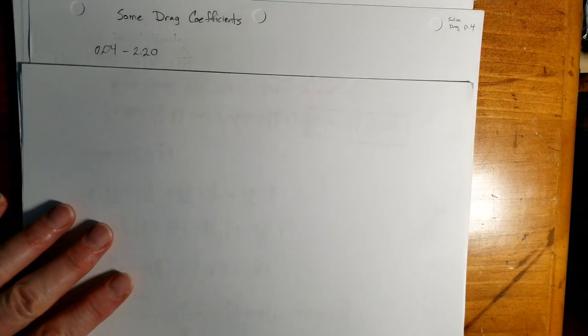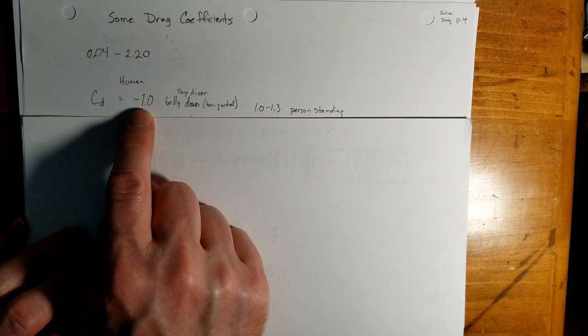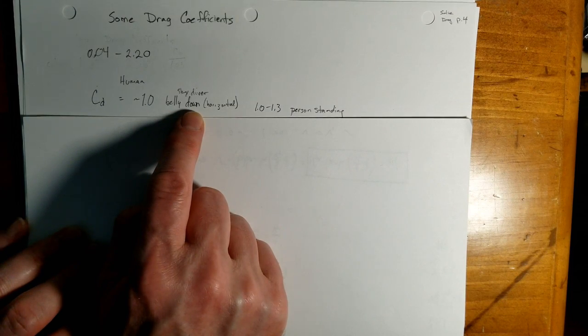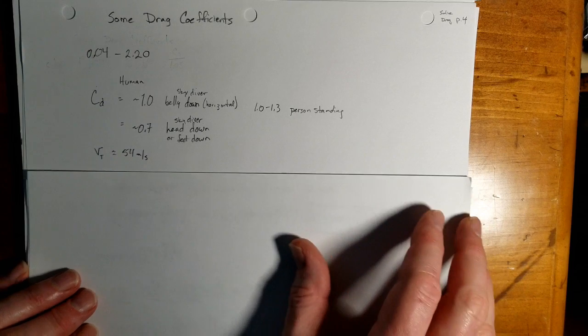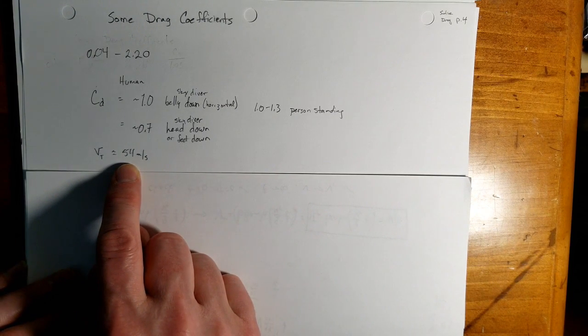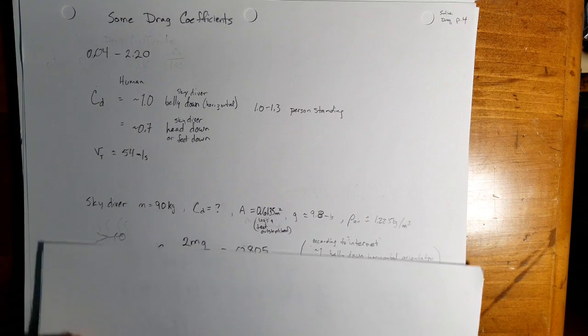So, some drag coefficients. I was looking around trying to find realistic values for the drag coefficient, and I got a range going from 0.04 to 2.2. And for a human skydiving, the drag coefficient's about 1, and this is belly down as you're falling. A skydiver with head down would be around 0.7, and so we have a terminal speed of around 54 meters per second. And so let's plug in, find out what's happening.